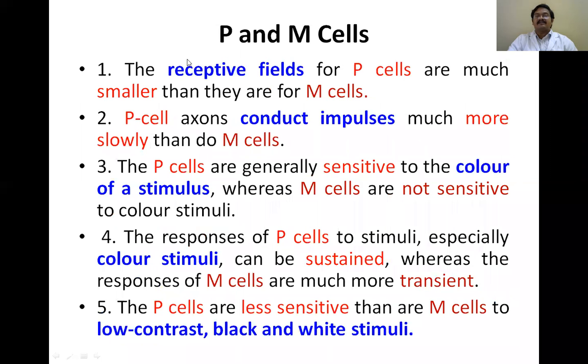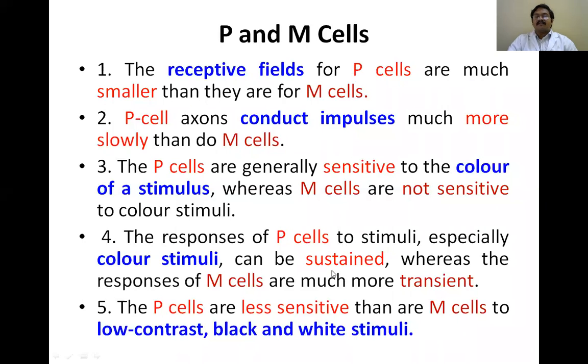The receptive field of P cells is smaller compared to the M cells. The P cells conduct impulses slowly compared to the M cells. The P cells are sensitive to color stimuli, and M cells are not sensitive to color stimuli. The response of P cells to color stimuli is sustained, whereas the response of M cells is more transient, and they are not sensitive to color.